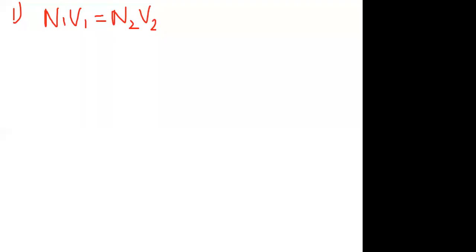Let N1 V1 be for HCl and N2 V2 be for the sodium carbonate solution. Obviously, N1 V1 is going to be for the HCl solution. Now, the normality of HCl is already given. Even if we were to use the molarity equation for HCl, normality and molarity will be the same. So in this normality equation, for HCl it is 1 by 10.